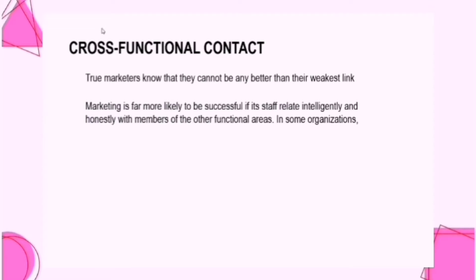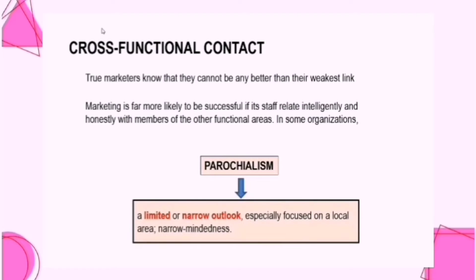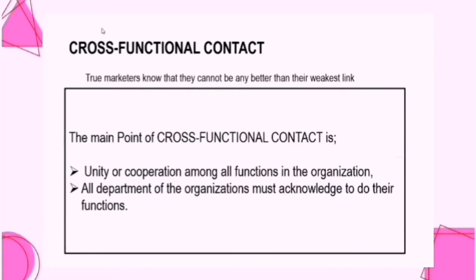Marketing is far more likely to be successful if its staff relate intelligently and honestly with members of the functional areas. In some organizations, parochialism is tearing them down. Having a self-centered view or an attitude of not appreciating others' ideas is harmful to the business. The main point of cross-functional contact is unity or cooperation among all functions in the organization. All departments of the organization must acknowledge and do their functions.